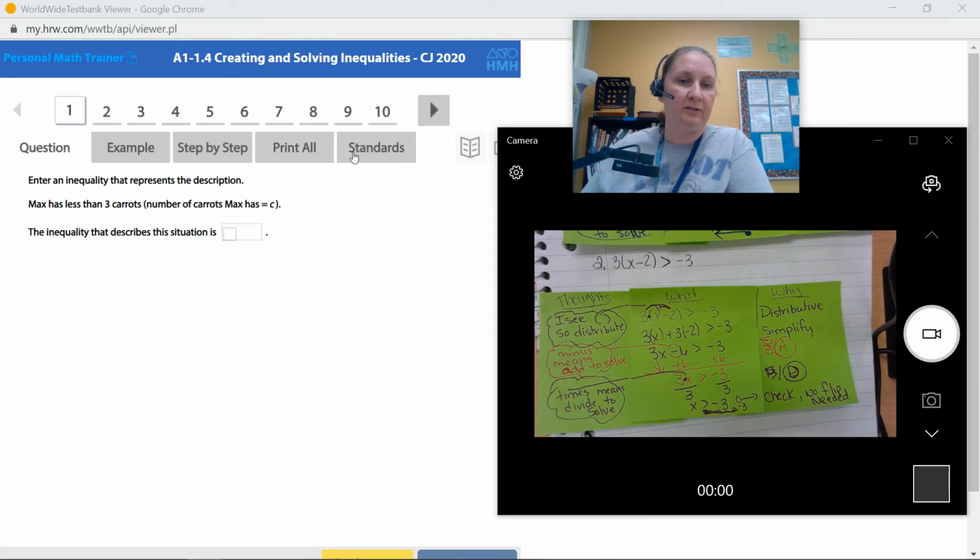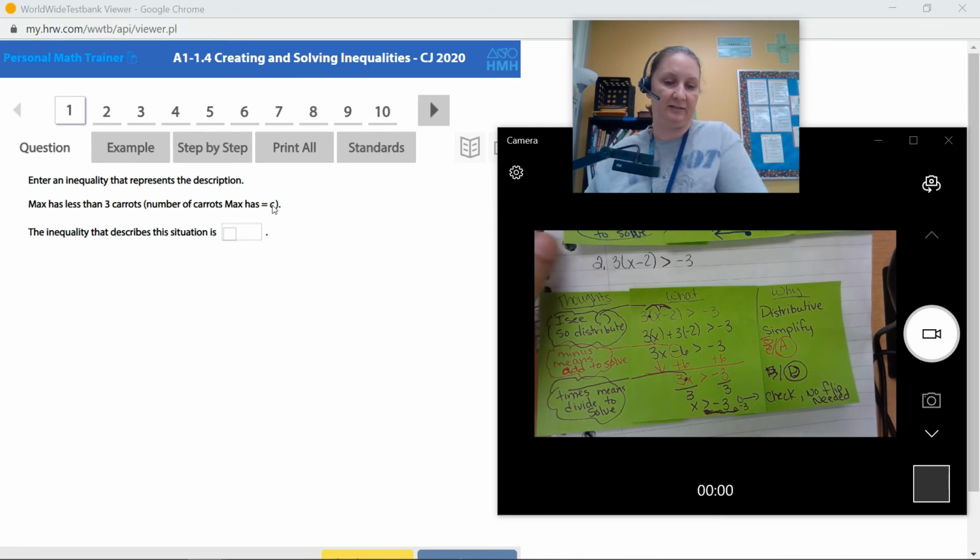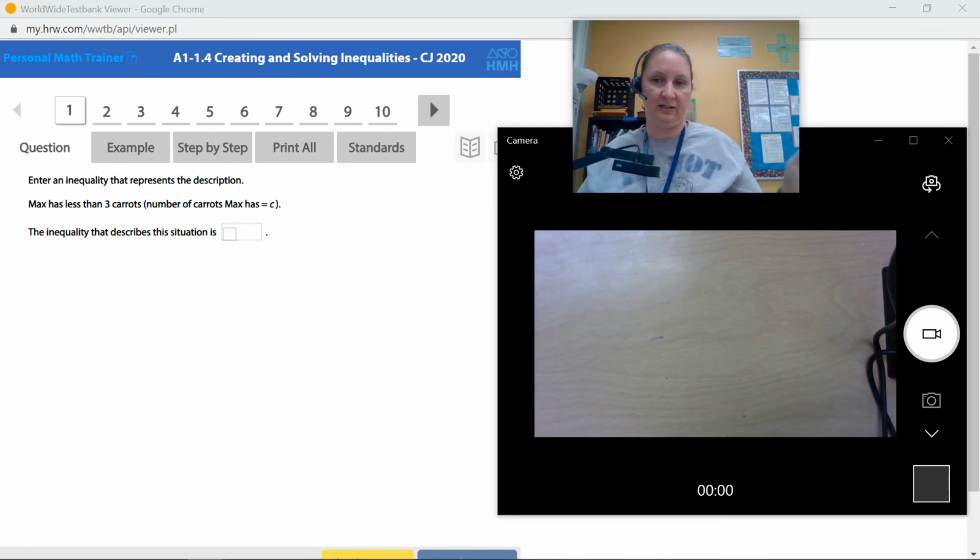Okay, real quickly, just to kind of get you into what you're supposed to be doing. So on problem 1, it says Max has less than 3 carrots, C for carrots. Make sure you read this because you can't just use X this time. You must use the C.